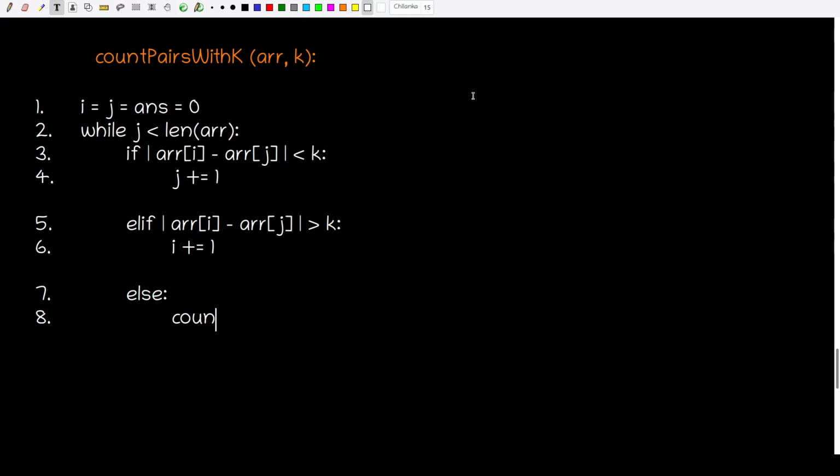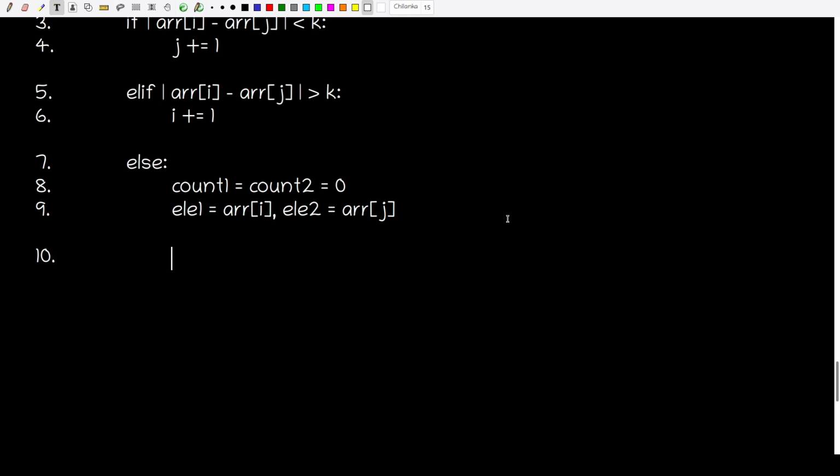So for that, let us have our count 1 and count 2. Initial value of this count 1 and count 2 equals to 0. And then let's have element 1 which is equal to arr[i] and element 2 which is equal to arr[j]. And then we are going to count the frequency of ith and jth element. So let us do that.